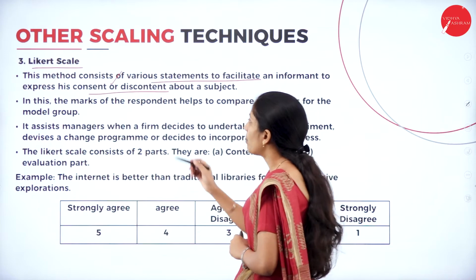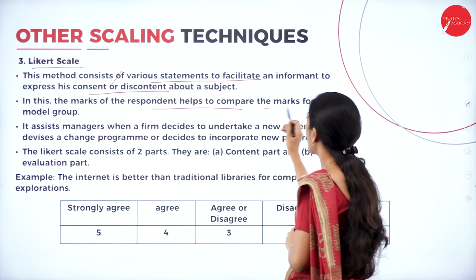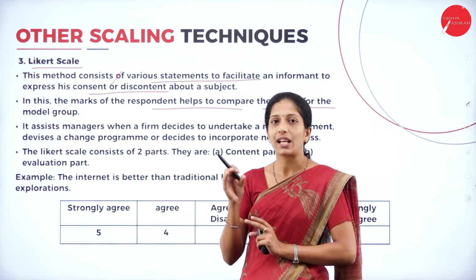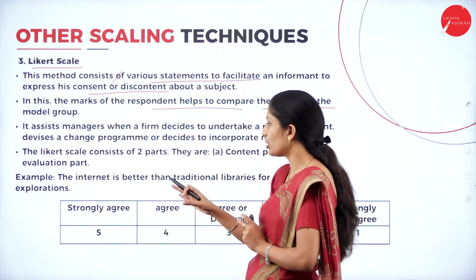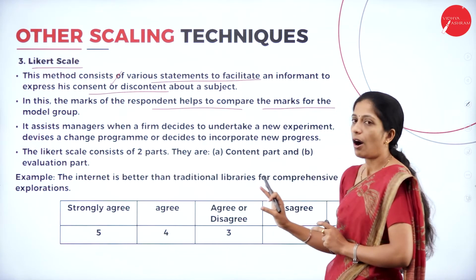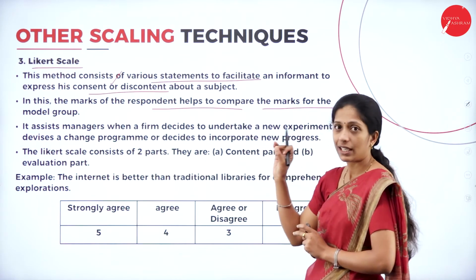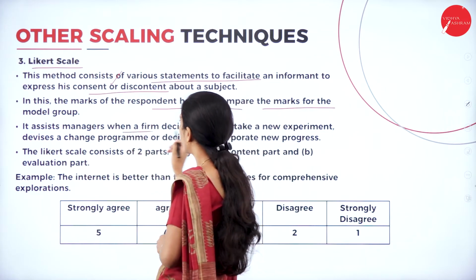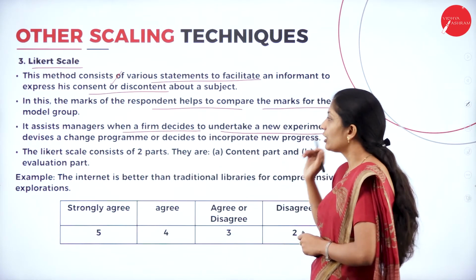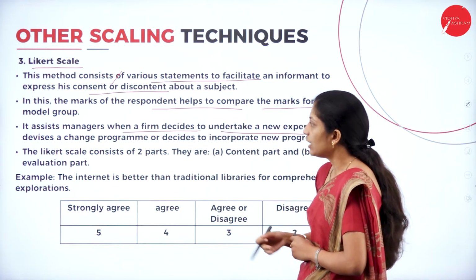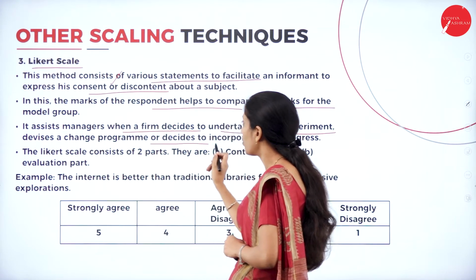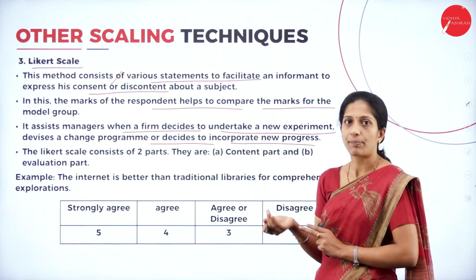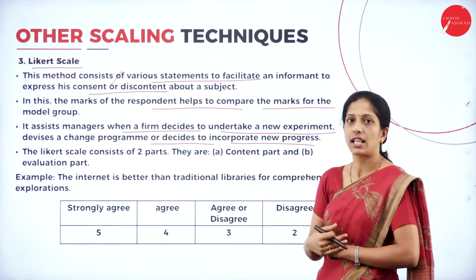So in this, the marks of the respondent help to compare the marks for the model group. Now in order to make it easier, they will give a number of options, so it can be measured in terms of numbers. So it assists the manager when a firm decides to undertake a new experiment, then devises a change program or decides to incorporate new progress.